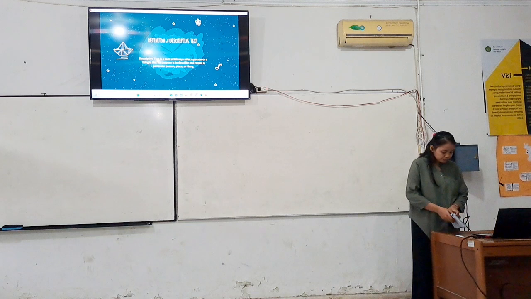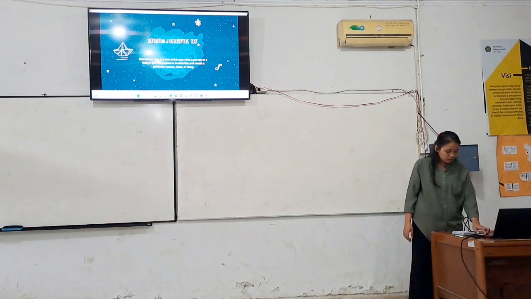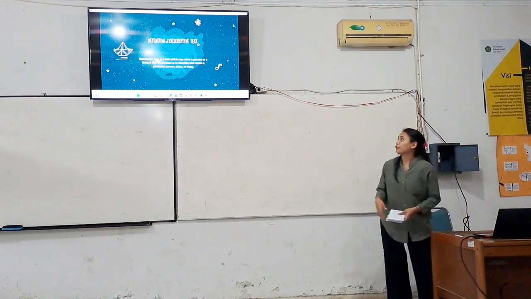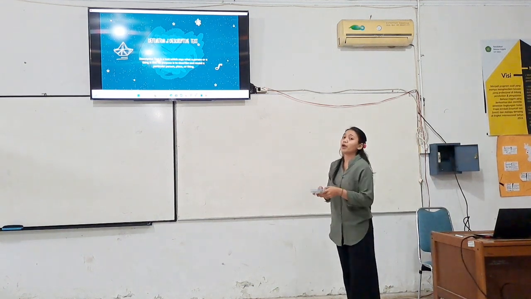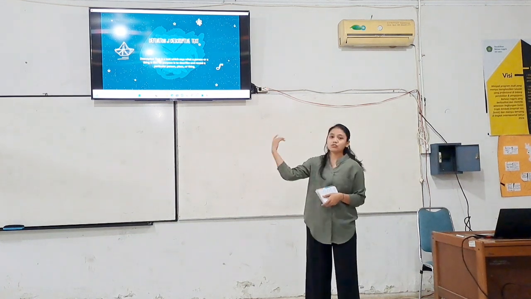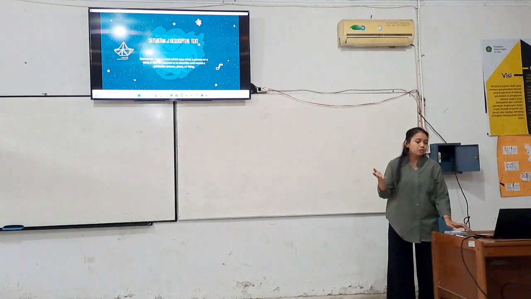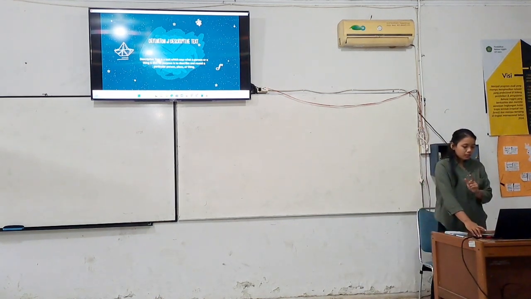Okay, so before we start the structures of descriptive text, when you write your descriptive text, you write a description because you want your reader to picture what you are describing in your text. Okay, so that's it about the definitions.